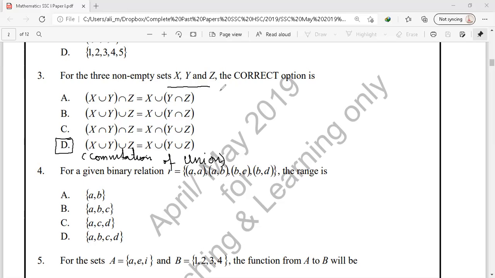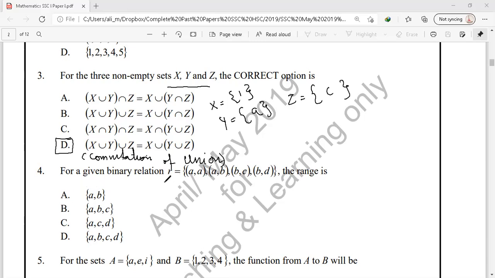हम इस एक्सप्रेशन को, इस ऑप्शन को वेरीफाई कर सकते हैं by taking any arbitrary simple sets. For example, x is 1, y we have a, and z is equal to c. We can verify this expression by using these three sets. We will get option D, in which both sides of the equation will be equal. So let's come to our question number 4.